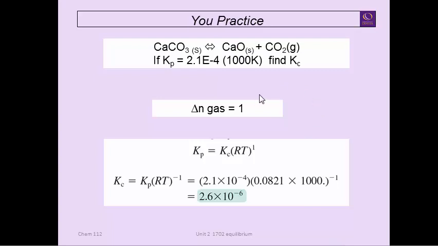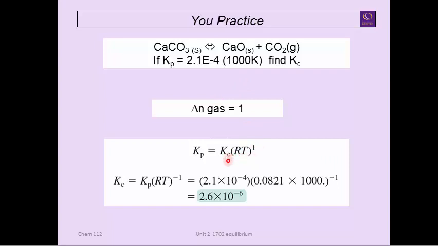Okay, let's see how you did. So let's get down to the solution. The first thing is going from products, the number of gases are 1 mole. Reactants, there are no moles of gas, so 1 minus 0 is 1. So the delta N for the gases is 1. So here's your original equation. Remember, you take Kc times RT raised to the power of delta N. In this case, it's 1.